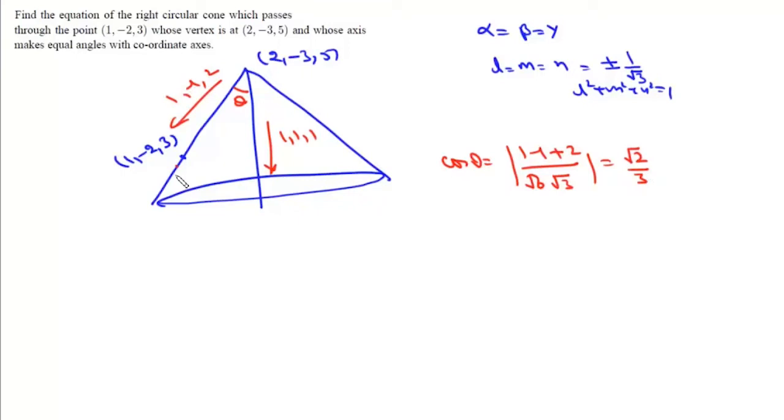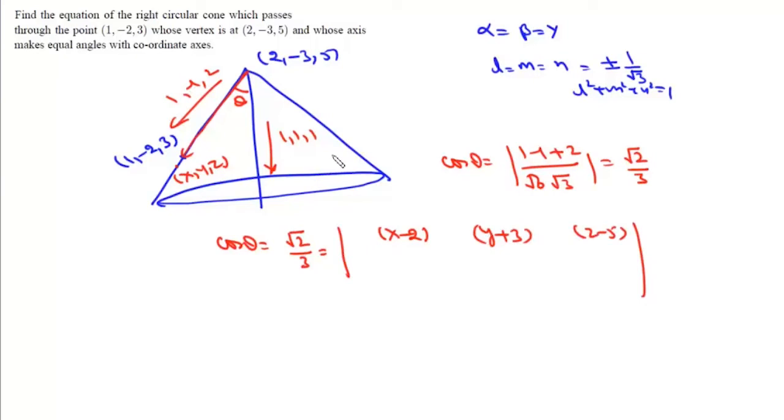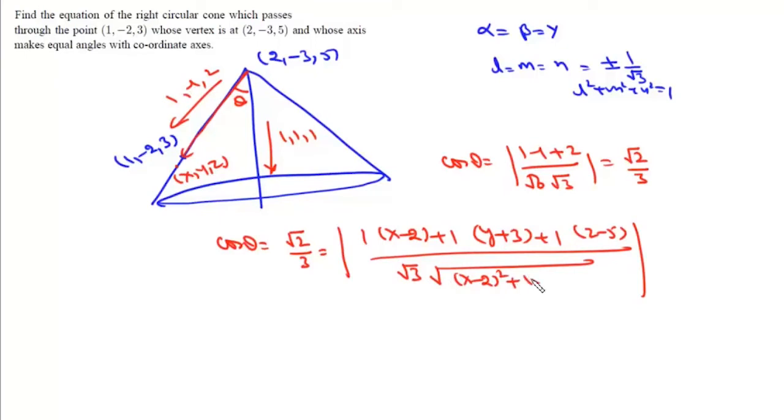Now we take any general point, say x, y and z, then we can write cos theta, which is under root 2 by 3, as the dot product between this vector, which is x minus 2, y plus 3 and z minus 5, and this, which is 1, 1 and 1. So it will be plus 1 and plus 1, divided by, now this is root 3 and this is under root of (x minus 2) square plus (y minus 3) square plus (z minus 5) square. Now root 3 and root 3 will cancel.